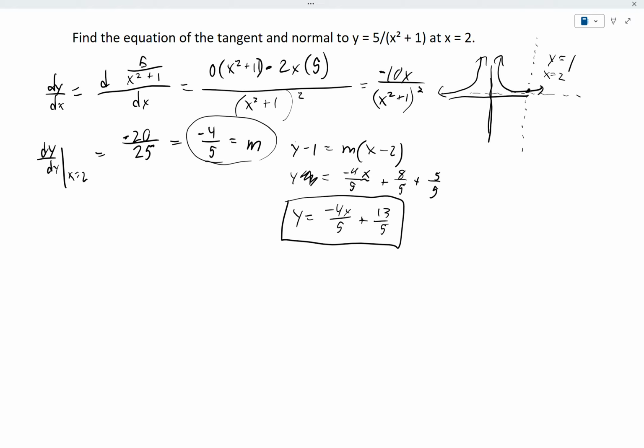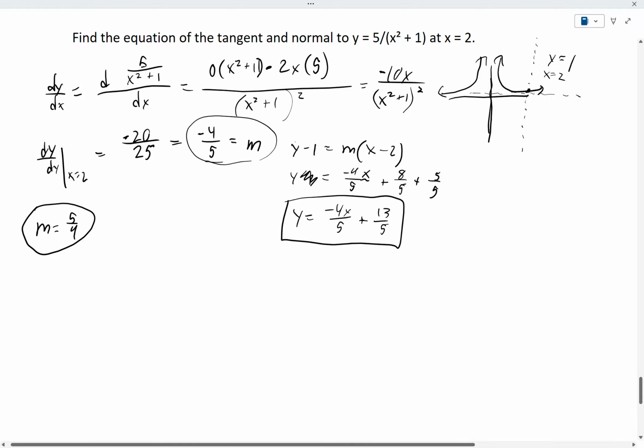Well, I know the normal is going to have the negative reciprocal slope of the tangent line because they're perpendicular. So they have negative reciprocal slopes. So what is the negative reciprocal of negative 4 over 5? Well, that's easy. That's going to be 5 over 4. So m is equal to 5 over 4. This is for my normal line. Now, how do I find the equation of the normal line? Same procedure that we just did. I know a point that it goes through right here, and I know the slope of it. So I'm going to use point-slope form.